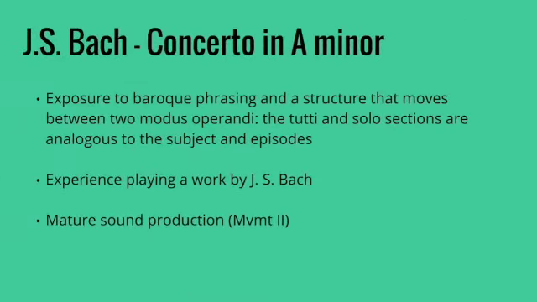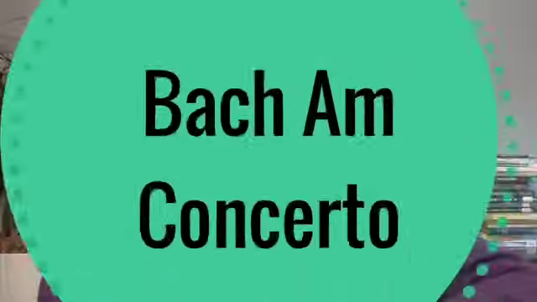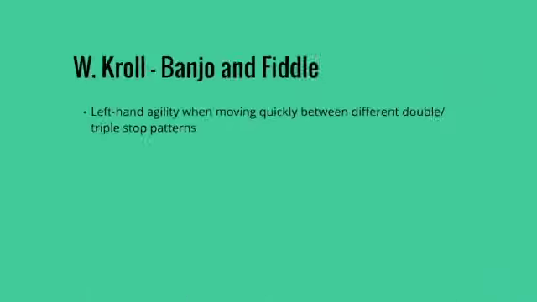The first is the Bach Concerto in A minor, and they get exposed to Baroque phrasing and a structure that moves between two things. The tutti and solo sections are kind of analogous to the subject and the episodes in the fugue, where one interrupts what's going on. They would get experience playing something by Bach, and then the second movement, the slow movement, actually, is a good opportunity for them to practice that mature sound production that we're looking for, the good tone, and the best practices for bow distribution.